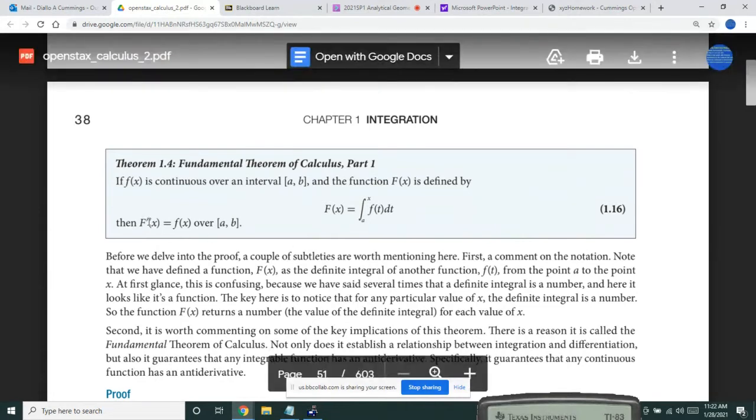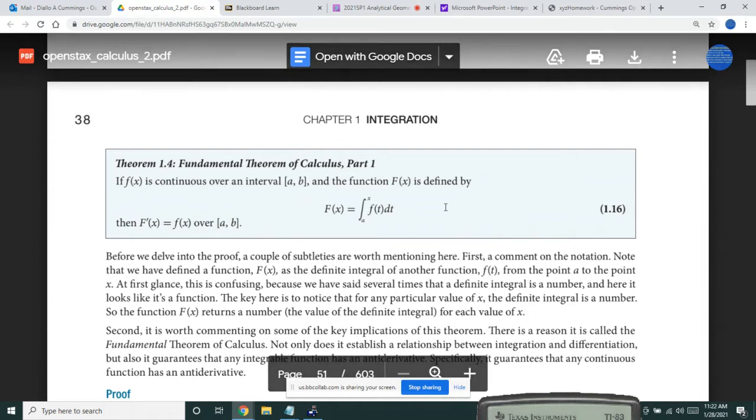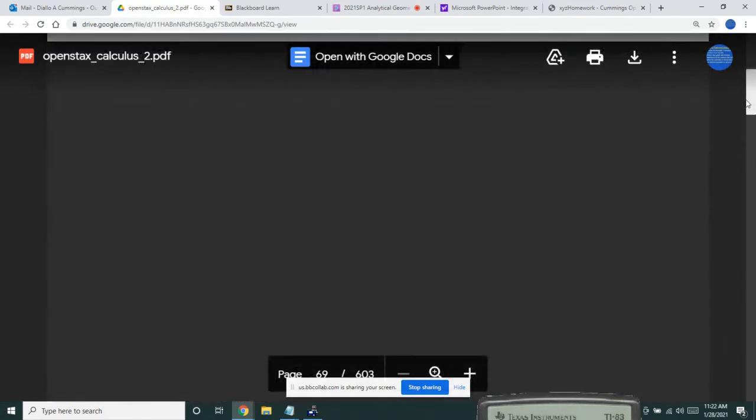Then it says that capital F prime of x. So notice that this capital F is an integrated function. Prime means a derivative. So we're taking a derivative of an integrated function, and that returns the function f of x over the interval from A to B. Now we're going to get back to the first part of this theorem momentarily.